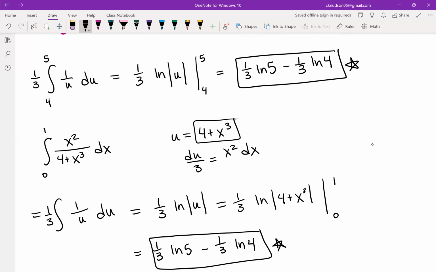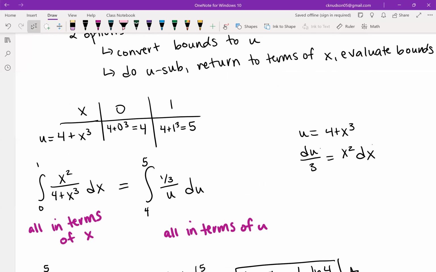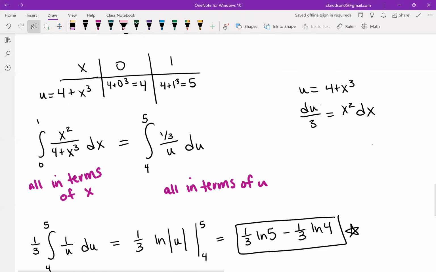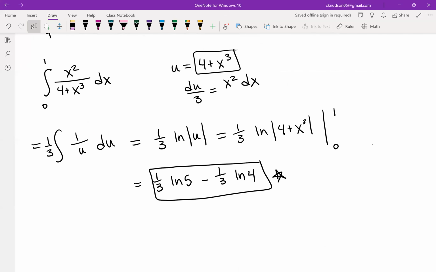So you can do it either way, either convert the bounds to be all in terms of u and then calculate our integral this way, or you can forget about the bounds temporarily, do your u substitution, find your antiderivative, convert back to x, and then evaluate at the endpoints 0 and 1.